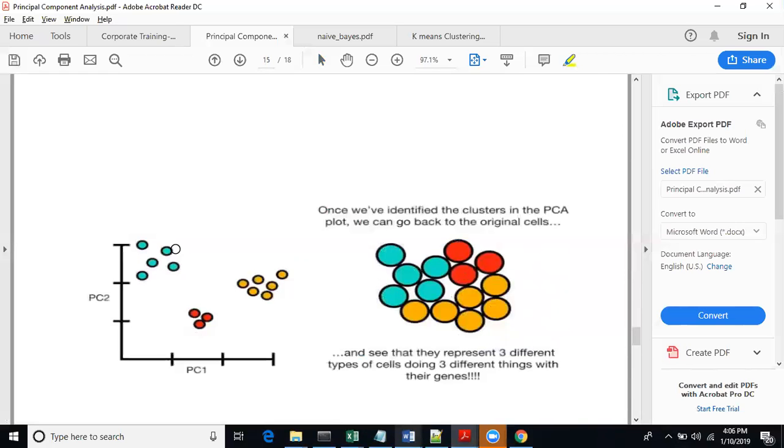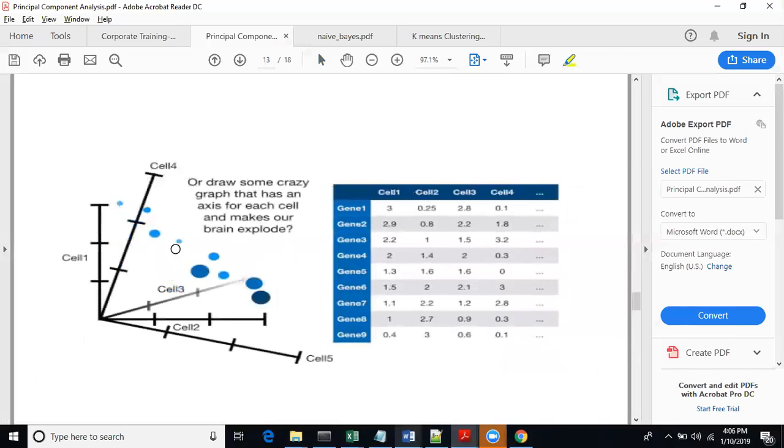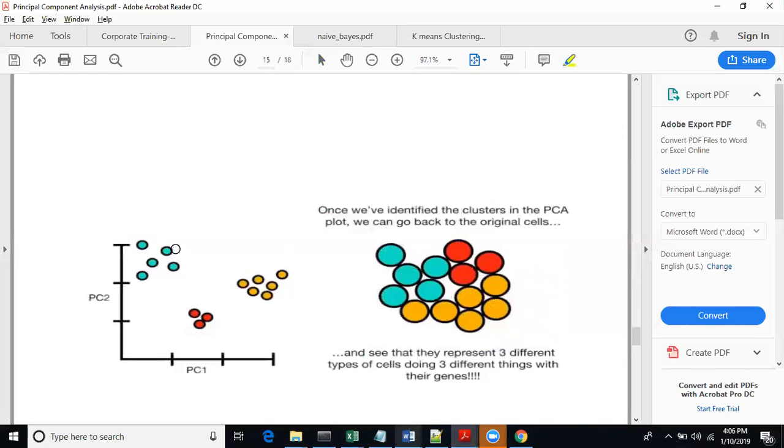And then if you see, we represent it in PCA1 and PCA2. Out of this, cell 1, cell 2, cell 3, and cell 4, correct? So there are many dimensions as per the number of columns. But when we go like this, we get PCA1 in the X direction and PCA2 in the Y direction. So this is the component.